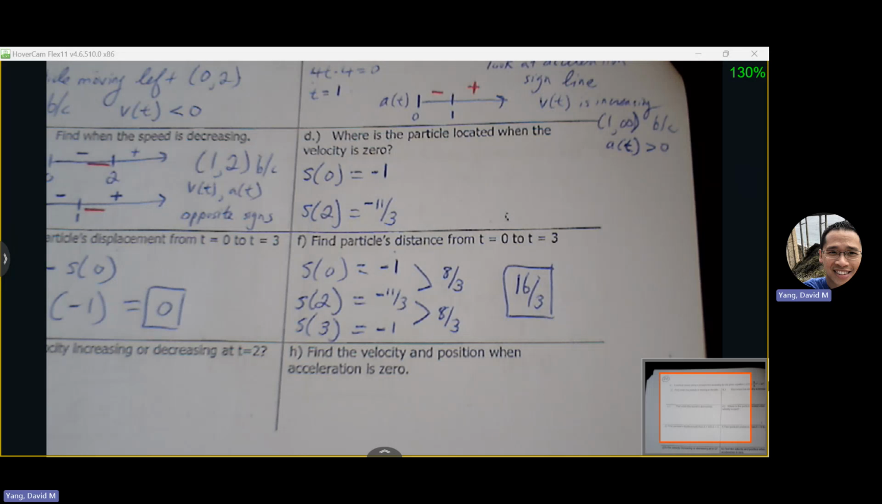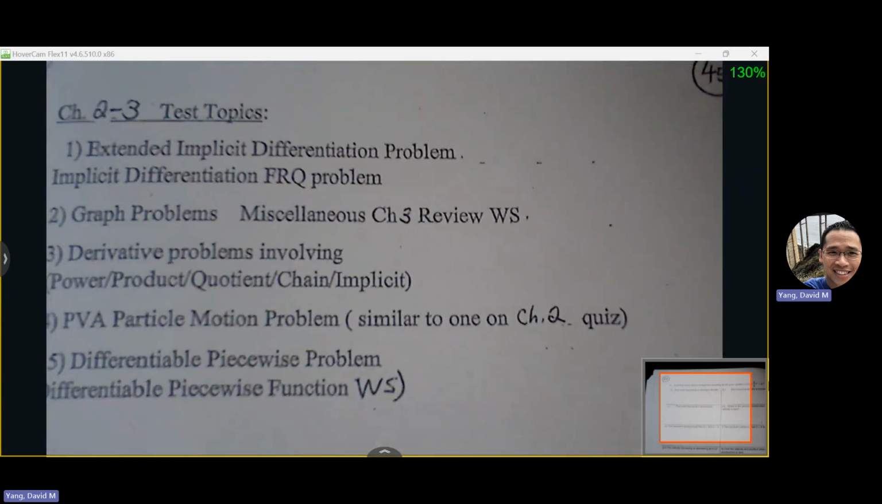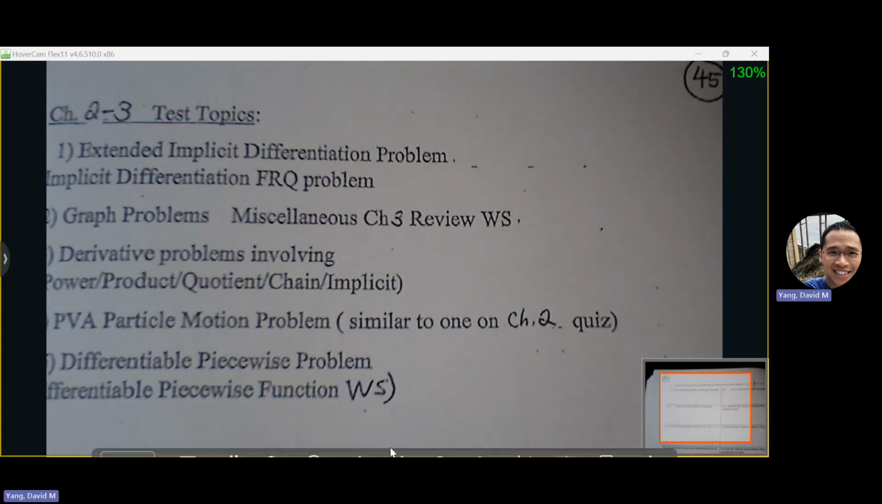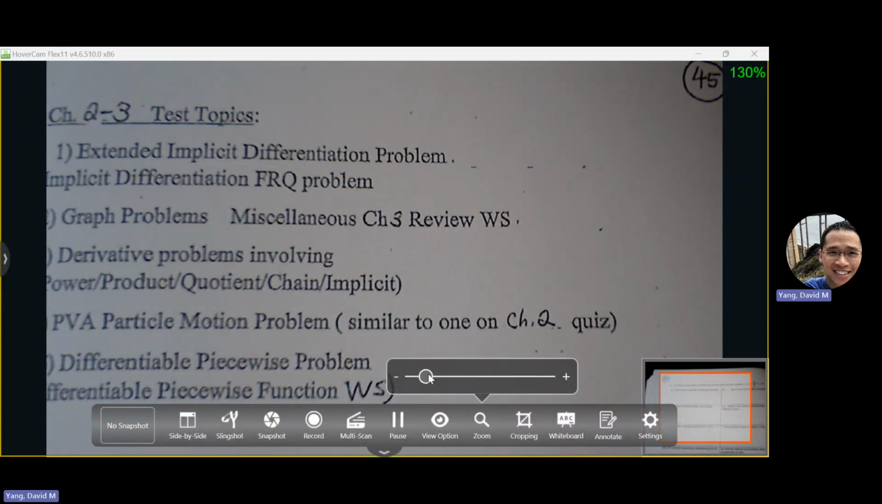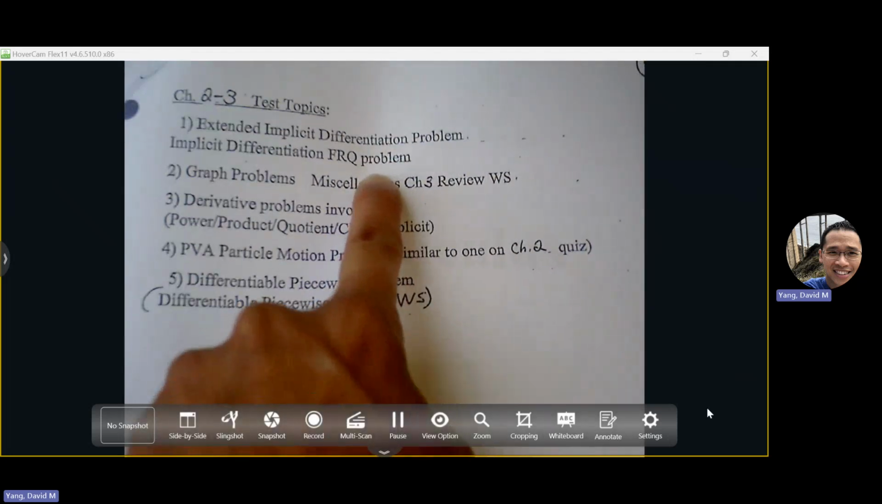Tomorrow we'll do some more review, maybe some more implicit differentiation, more horizontal and vertical tangent. If you look really quick on page 45, this is what your test topics will look like. It'll be 3 pages, and there's going to be an extended implicit differentiation problem. We'll do one of those tomorrow.